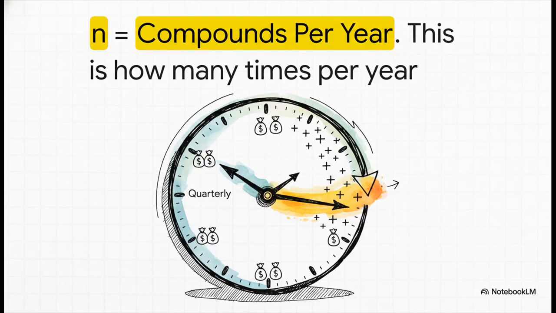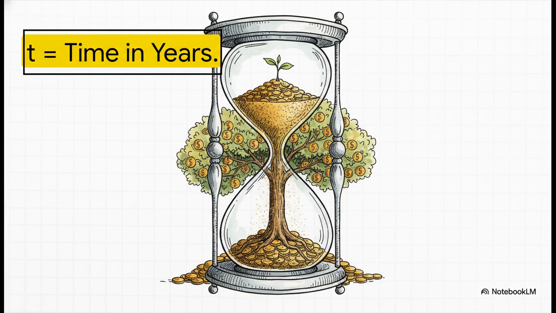N, this is where the compounding part really comes to life. It's just how many times per year the bank or lender calculates the interest. So if it's compounded monthly, N is 12. If it's quarterly, N is 4. And the more often it compounds, the faster your money grows. And finally, we have T for time, measured in years. And honestly, this is the real secret ingredient. The longer you let your money work for you, the more powerful that snowball effect becomes.